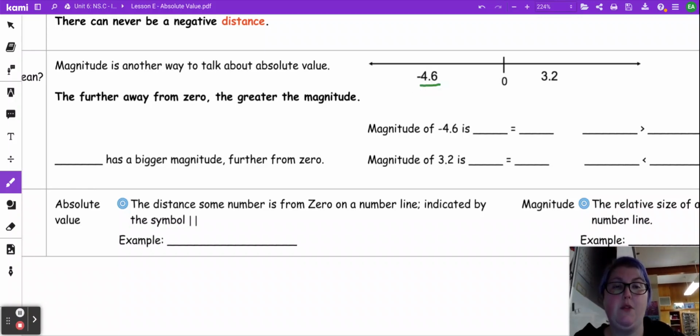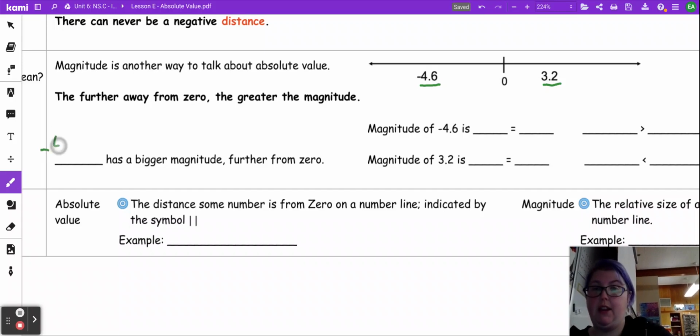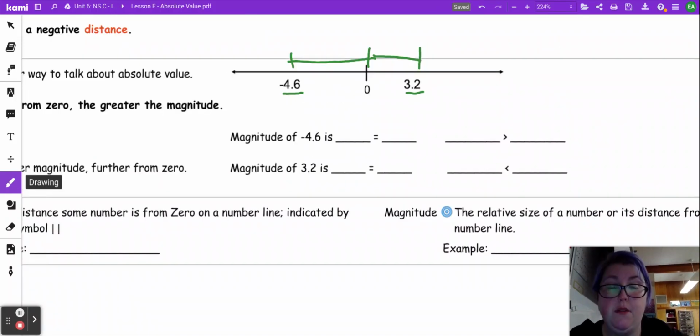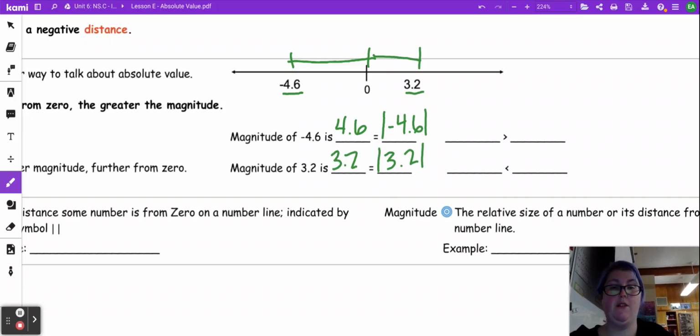So we have two numbers here. We have -4 and 6/10, and we have 3 and 2/10. So which one is further from 0? Well, that would be -4 and 6/10, because there is more space than there is between 0 and 3.2. So the magnitude of -4.6 is simply 4.6, which is the same thing as saying the absolute value of -4.6. The magnitude of 3.2 is 3.2, which is the same as saying the absolute value of 3.2.